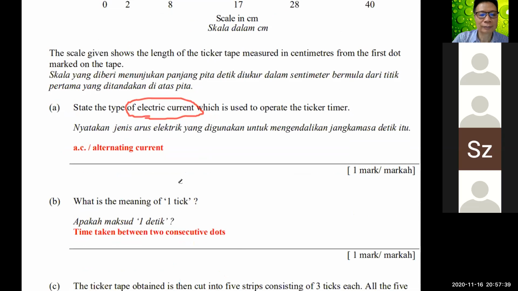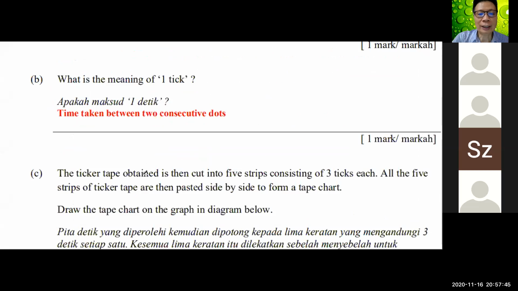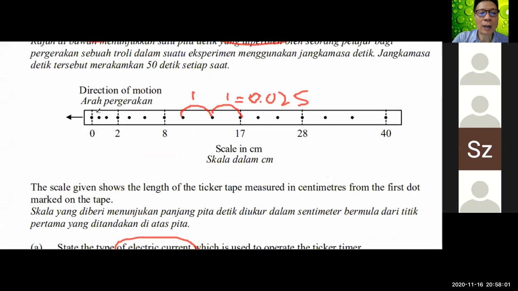Okay, next. I ask you to draw the graph, the tape chart. The ticker tape obtained is cut into five strips consisting of three ticks each. All five strips are then pasted side by side to form a tape chart. Now you see how you cut. One, two, three, you cut. Three ticks you cut. Again one, two, three, cut. One, two, three, cut. You cut five strips, and then you paste them on a graph paper.